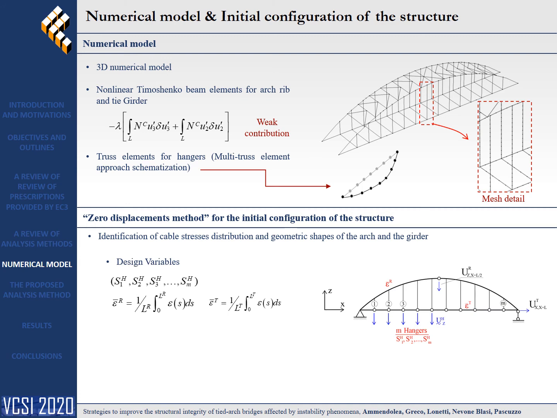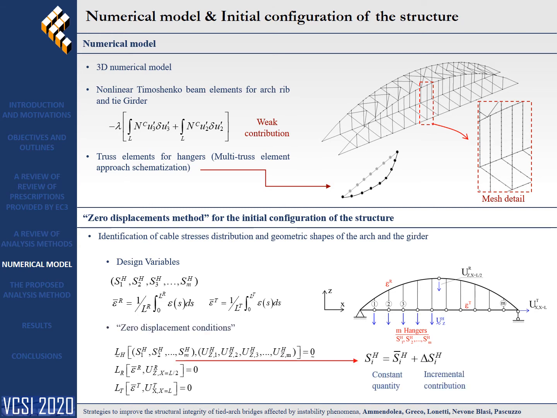The unknowns of the problem are expressed as a combination of a constant quantity that has to be corrected by an incremental contribution. In this way, the problem can be solved with low computational effort. The constraint conditions are expressed as a function of the vertical displacement of the hanger at the girder-hanger connection, the horizontal displacement of the girder, and vertical displacement at the top arch cross-section.